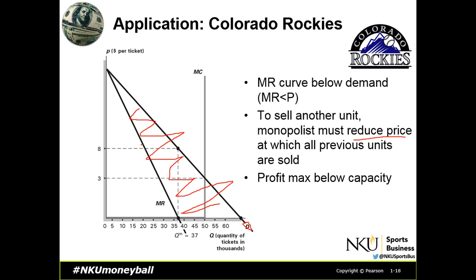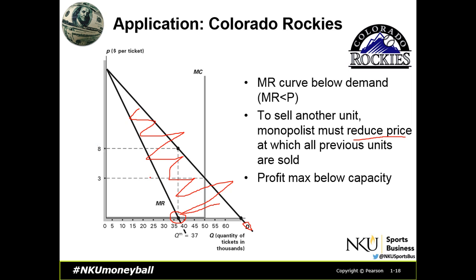So my marginal revenue line is below my demand line, and as a monopolist I'm going to focus on this point, because this is where my marginal revenue line crosses marginal cost, and I'm going to sell 37,000 tickets at $8 a pop here. Right? So I look at where marginal revenue crosses marginal cost, and then I go up the demand line to see how much I can charge, and it's $8.